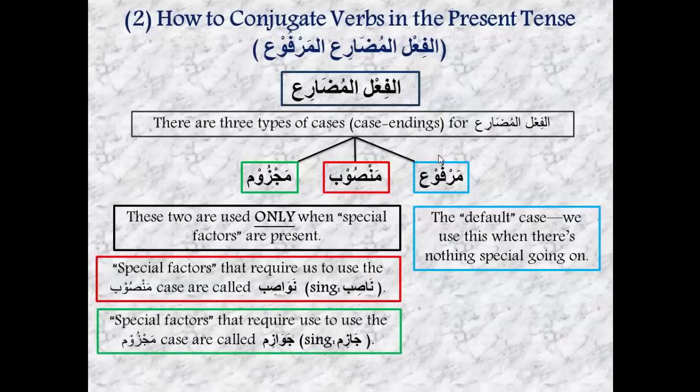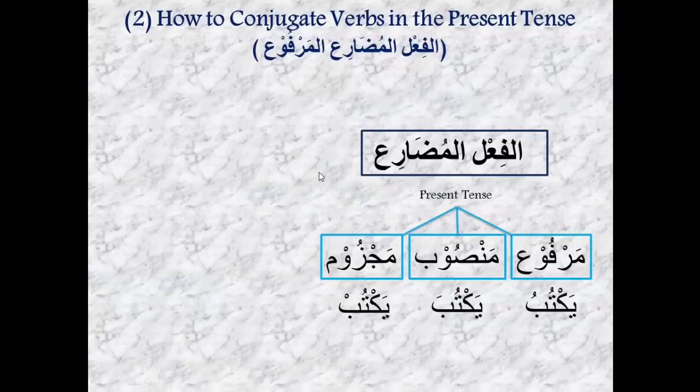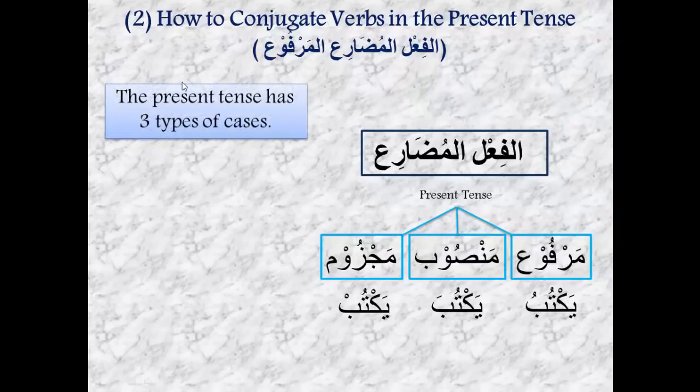We'll be talking about the mansub and the majzoom and their respective nawasib and jawazim in the next lesson, inshallah. For this lesson, we'll be focusing on the marfu' case, the default case. So here we have it again: al-fi'l al-mudari', the present tense, broken down into its 3 major classes or types of cases. We have the marfu', the mansub, and the majzoom.